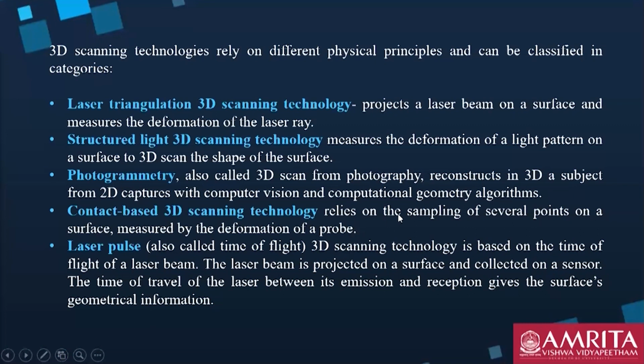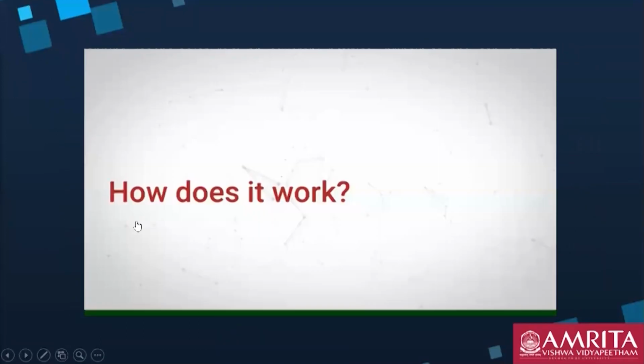Contact based scanning relies on the sampling of several points. The contact type requires measuring the texture or the deformation through a probe. A probe is a point which runs over the surface texture and records its texture. Yes, it is costly. Now see exactly how it works, you will understand from here.